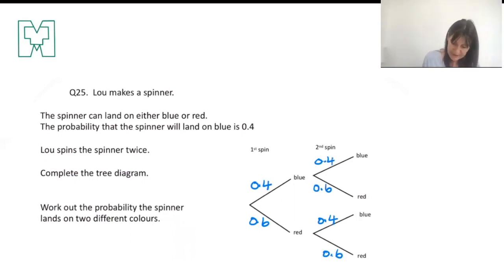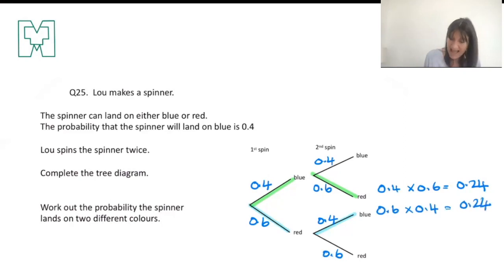So if the first spin gave me blue, the second spin would need to give me red, and that is 2 different colors. I've got a 0.4, which I need to multiply by 0.6, and that is giving me 0.24. But it's not the only route, because at the very beginning, I might not have spun a blue, I might have spun a red. Then if I get a blue, I've got 2 different colors. Now the maths is coming out the same, just the other way around.